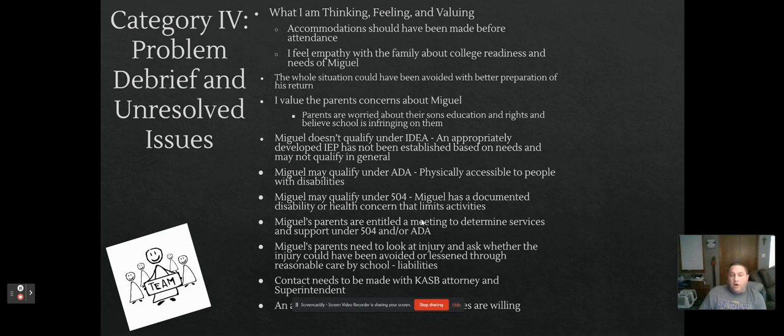And Miguel's parents are entitled to a meeting to determine services and support under 504, ADA, IEP, whatever. They're welcome or entitled to a meeting. Whether or not they get those services will be up to whoever makes that decision. Miguel's parents need to look at the injury and ask whether the injury could have been avoided or lessened through reasonable care by the school. Liabilities.